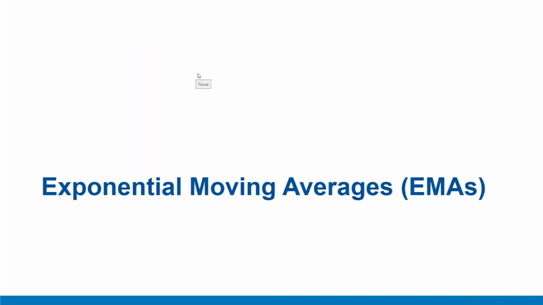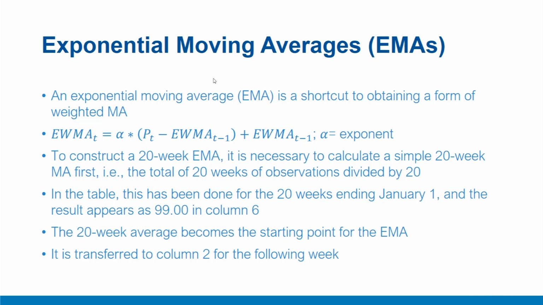Exponential moving averages. In this video, we'll try to understand the concept of EMAs, or exponential moving averages, with the help of a simple example. An exponential moving average is a shortcut to obtaining a form of weighted MA itself. However, it offers an improvement by using this alpha or exponent. Notice the formula of EWMA. Here alpha is multiplied by the difference between the latest price and the previous period EWMA, which is EWMA T minus 1, plus the value of EWMA for the previous period itself.